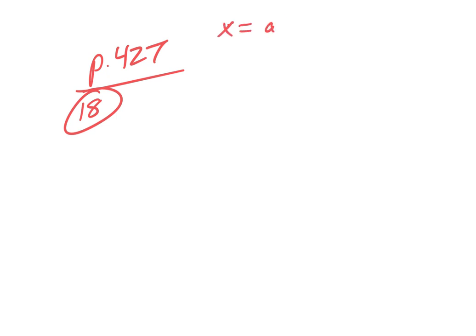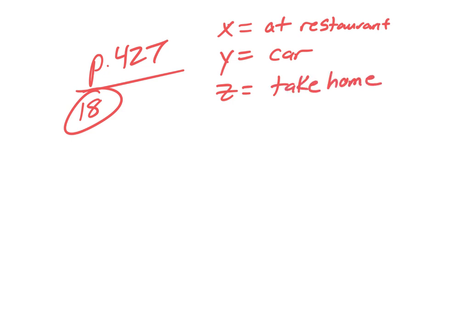X is at the restaurant. Y is in the car. Z is the number of meals that were take home. Okay, and that would probably be some data that a restaurant would keep, so they kind of know, like, how many meals are people ordering and that kind of thing. Okay, and so it gives me some information.